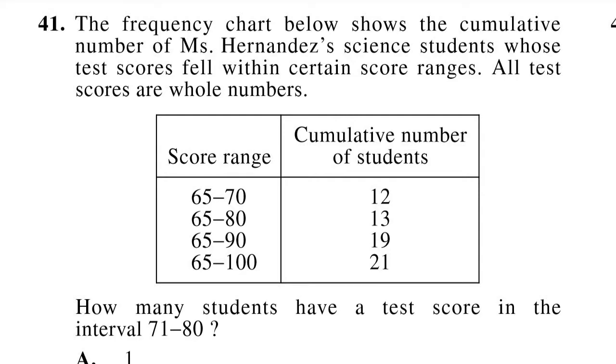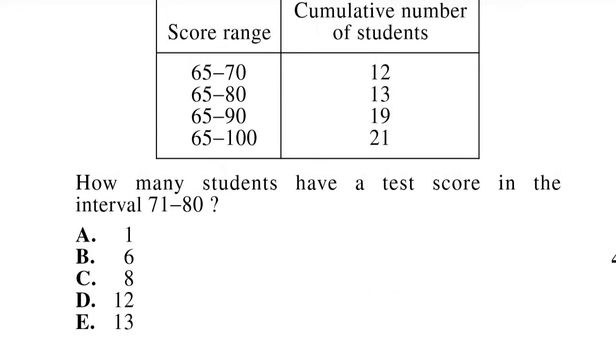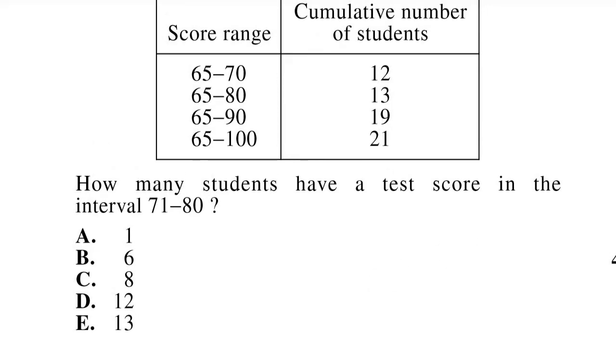Going over number 41 through 50 on the 2018 to 2019 official practice ACT. We'll be going over the math portion today, starting with number 41. The frequency chart below shows the cumulative number of Ms. Hernandez's science students whose test scores fell within certain score ranges. All test scores are whole numbers. How many students have a test score in the interval 71 to 80?